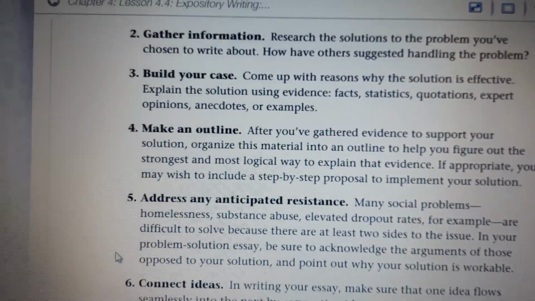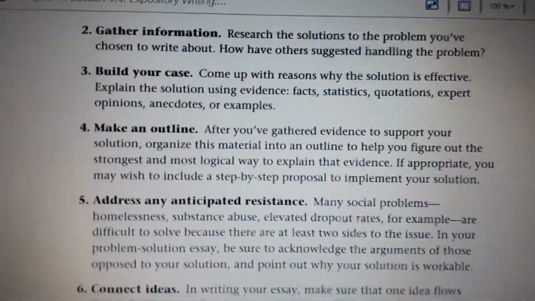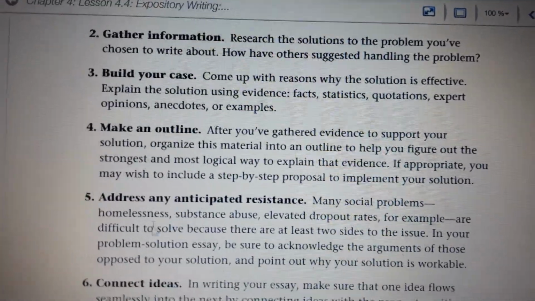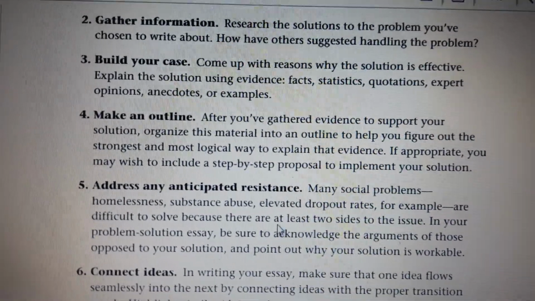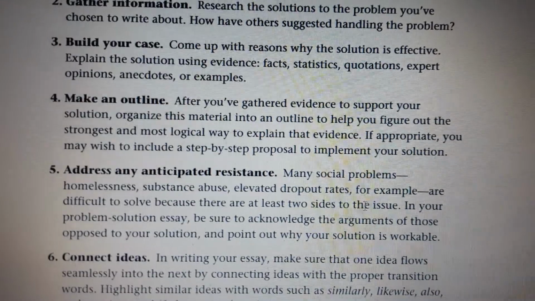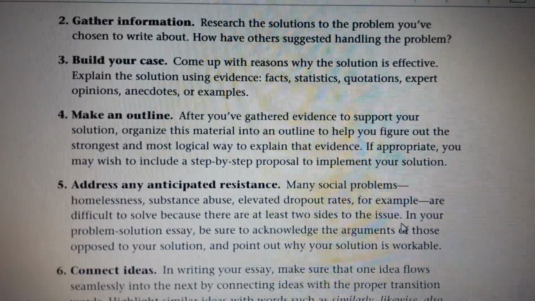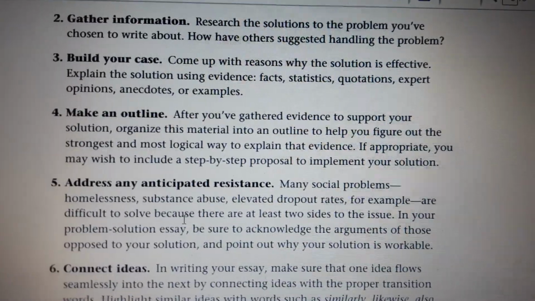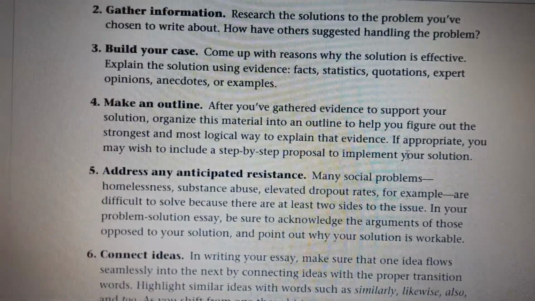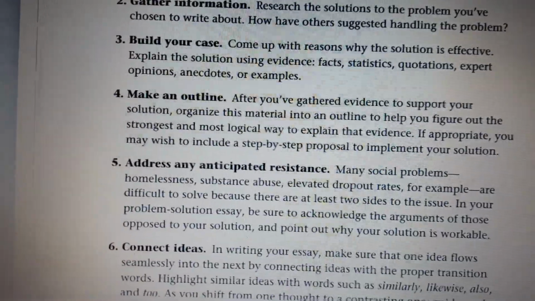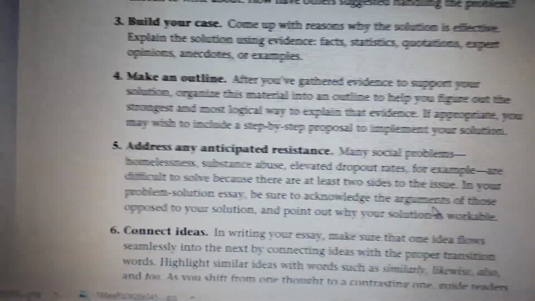And here, address any anticipated resistance. Many social problems, homelessness, substance abuse, elevated dropout rates, and so on, are difficult to solve because there are at least two sides to the issue. So we have maybe the kind of problems for which it is difficult to find a solution.